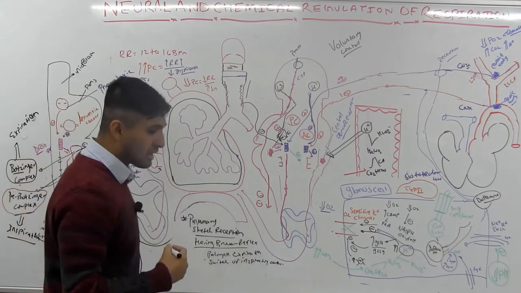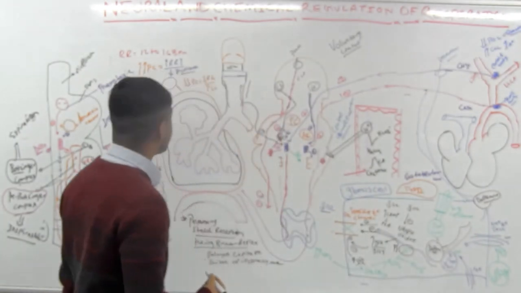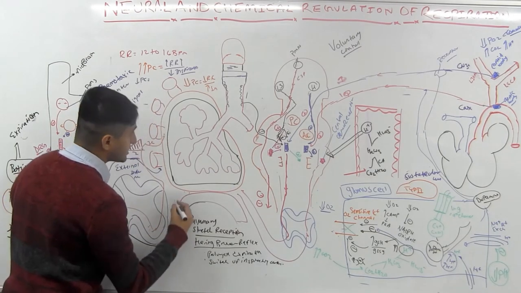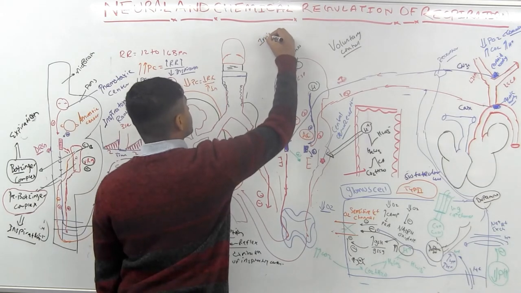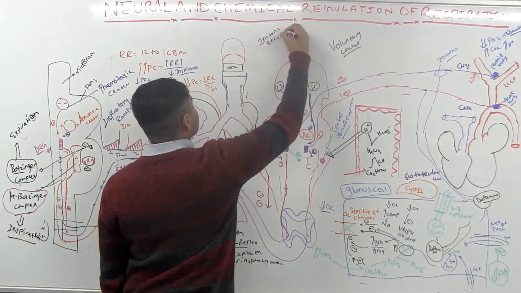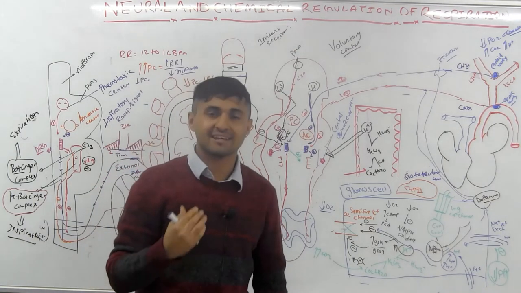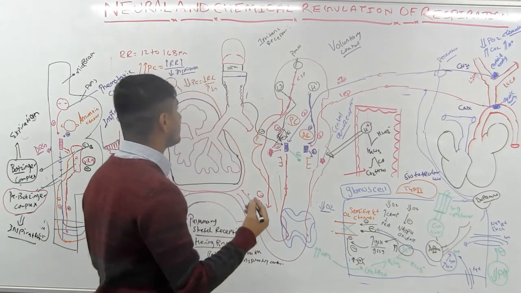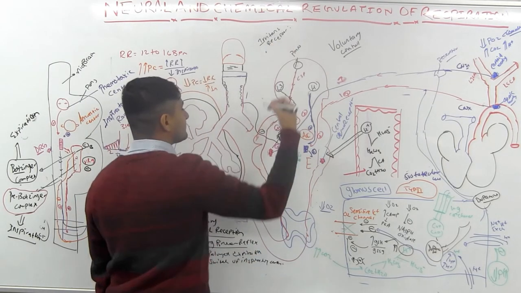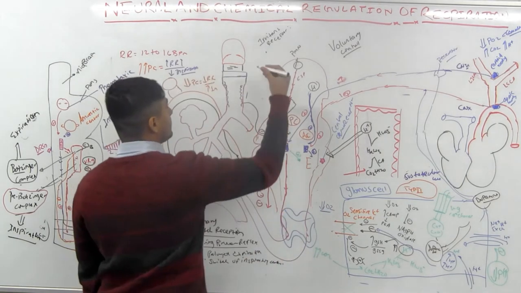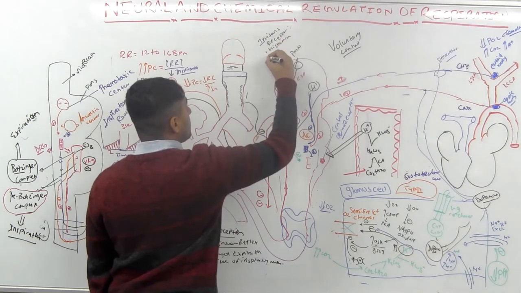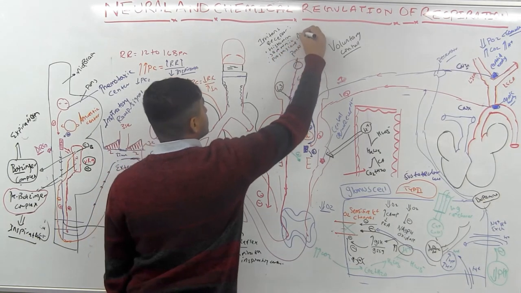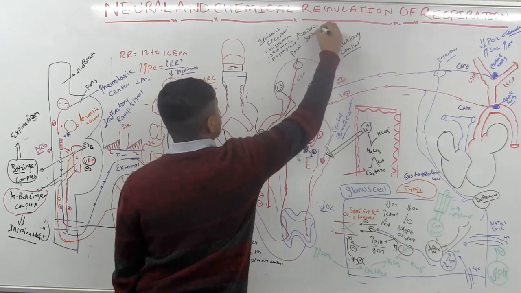Now we talked about the pulmonary stretch receptor. There are also some receptors called irritant receptors. Number two, let me write down irritant receptor right here. These irritant receptors respond to noxious substances that can damage your smooth muscle cells, some kind of irritation in your airways. They respond to histamine, serotonin, prostaglandins, and noxious substances.